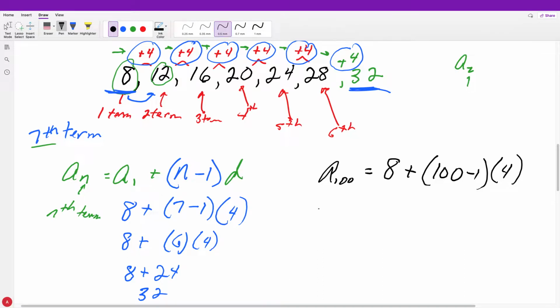And then from there, we just go ahead and simplify. So a sub 100 is equal to 8 plus 99 times 4, which 99 times 4 is going to give me 396.